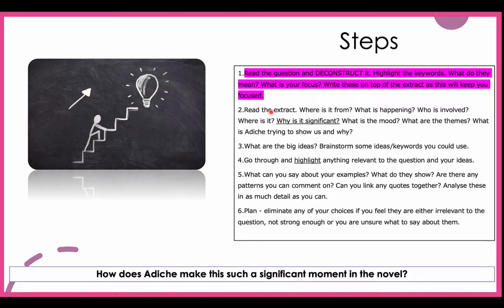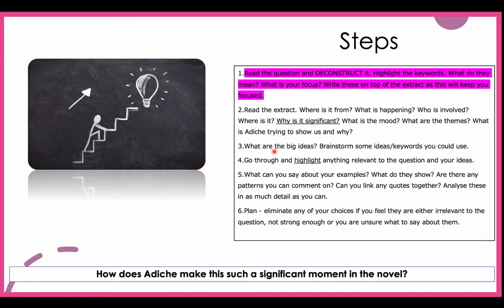Then once you're clear on what it is you're looking for, you read the extract. Think about where it's from, what's happening, who is involved, where it is, why it's significant. All of these different questions are very important in helping you to gain an overview of this extract and to remember its part within the full novel.